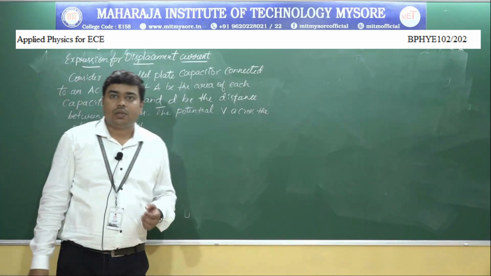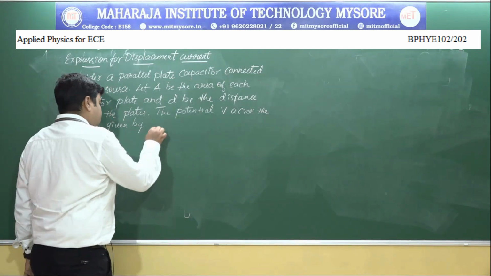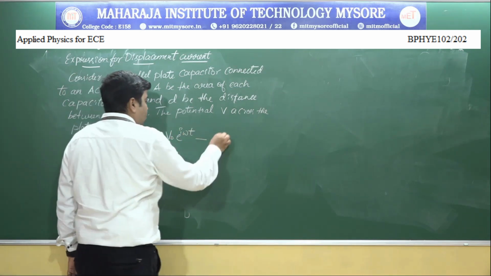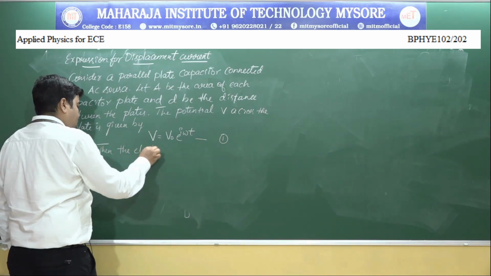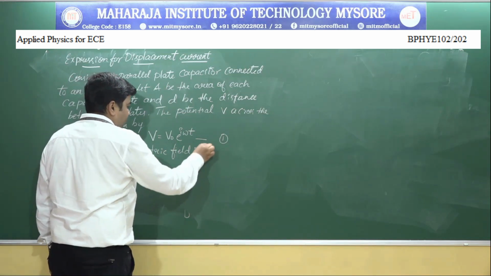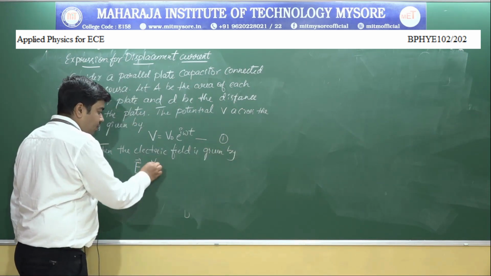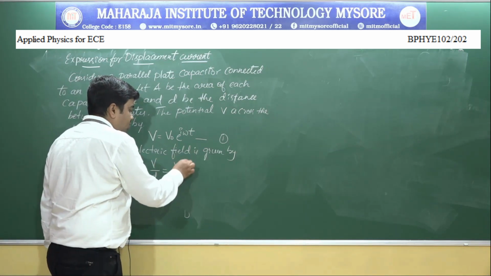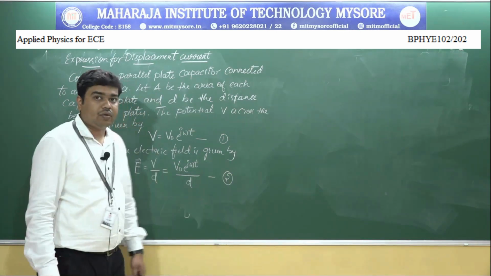So let us consider a potential V which has been applied across the capacitor plates. Then V is equal to V naught exponential of i omega t, we will call this equation 1. Then the electric field is given by E is equal to V by d, that is V naught exponential of i omega t divided by d, we will call this equation 2.